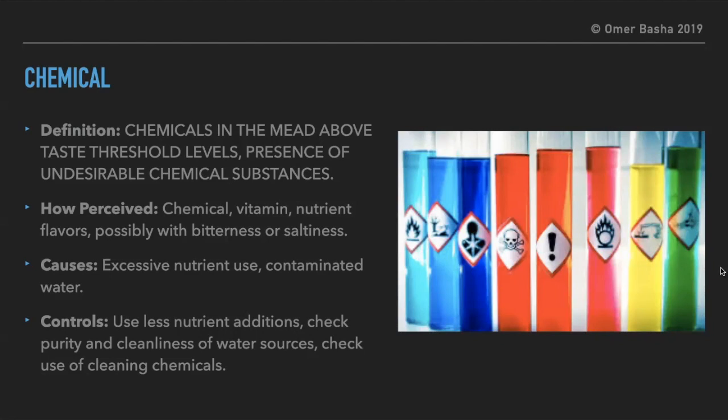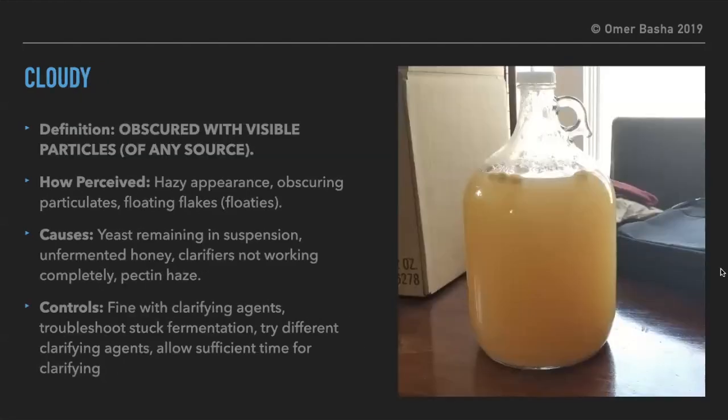So that's for the chemical off flavor. The next one, I'm sorry, it's not an off flavor, but it's a common problem in mead. It's more of an appearance problem. It's when the mead is cloudy. So the definition is that it's obscured with visible particles and it can be of any source. It will be perceived as hazy appearance, obscuring particles, floating flakes inside the mead, or anything else that can obscure the appearance of the mead.